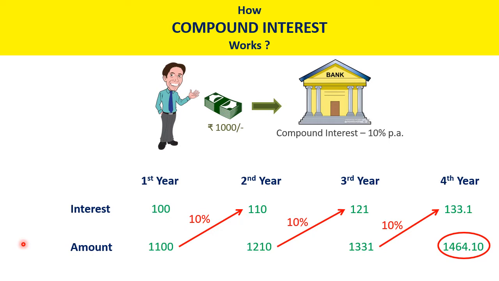A few observations that we can make here: in case of simple interest, the interest is always constant, but in case of compound interest, the interest grows. Second thing, whether it is simple or compound interest, the interest in the very first year or very first period is always constant. It starts deviating from the next year or next period.